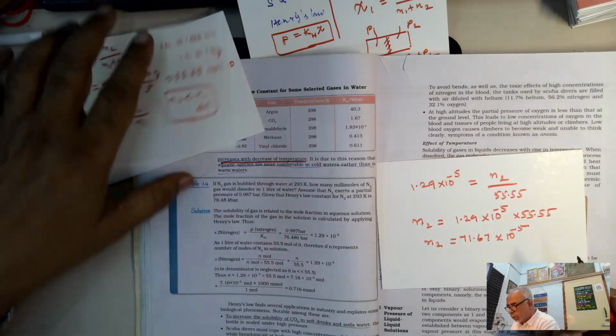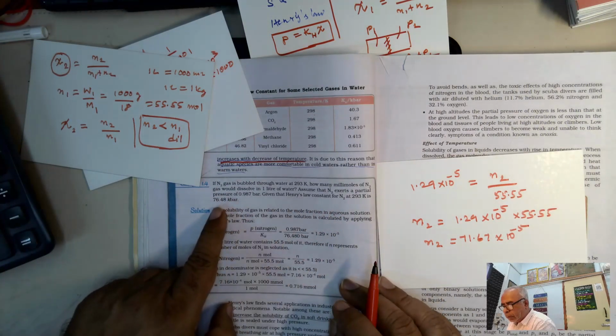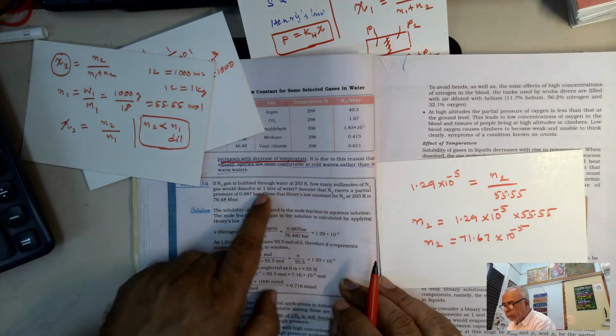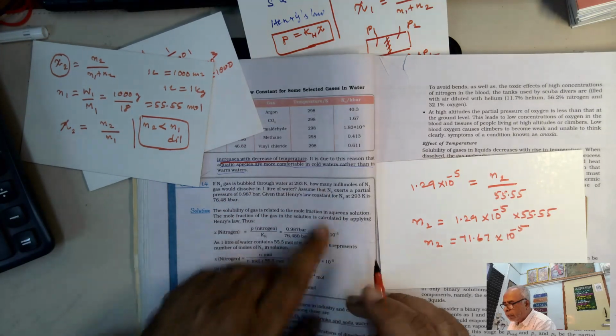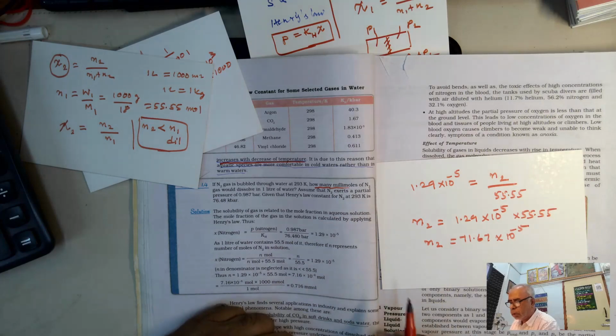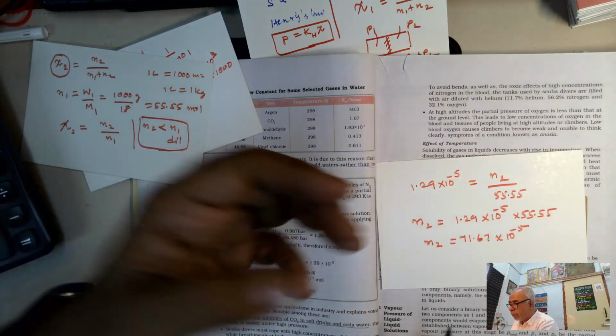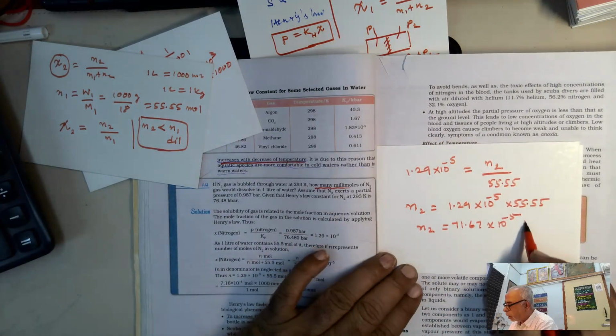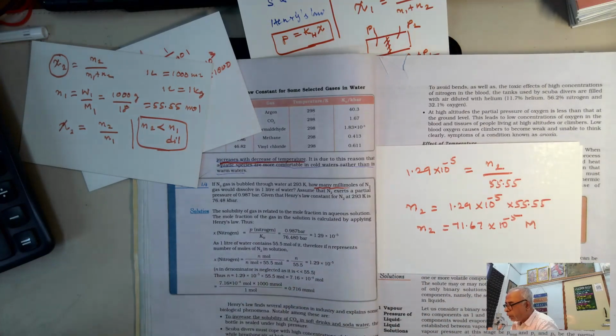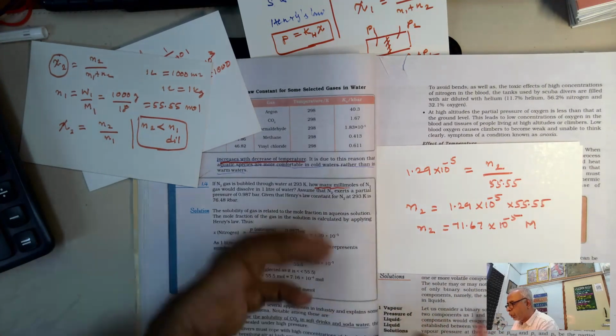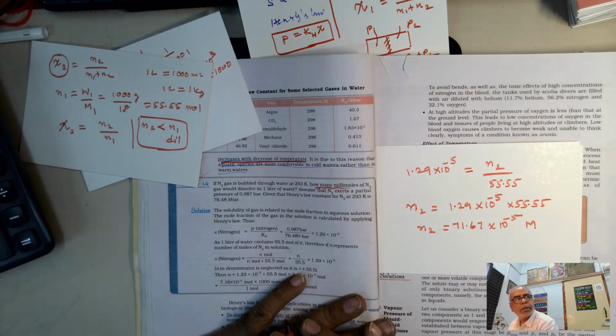And what is asked in the question, you just look at it. How many millimoles have they asked? Millimoles means what? 10 power minus 3. And what we have got? 10 power minus 5. So you have to interpret in terms of millimoles. So you have to divide by 10 power minus 3.